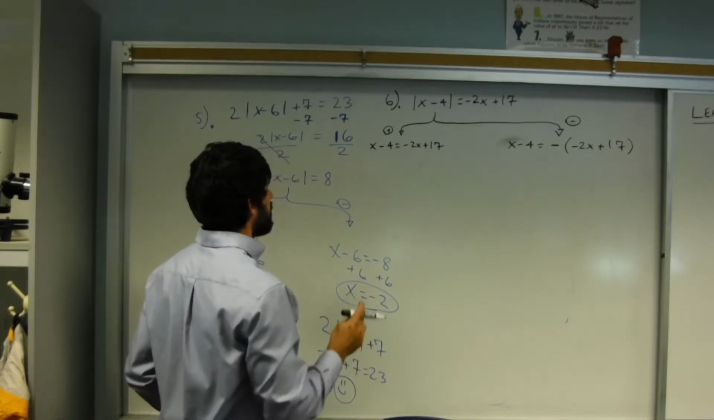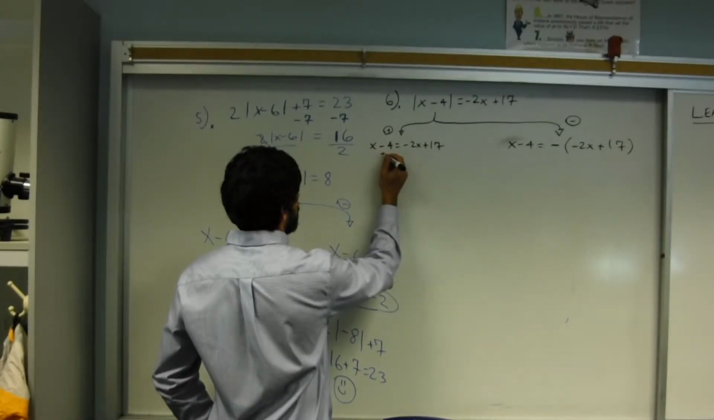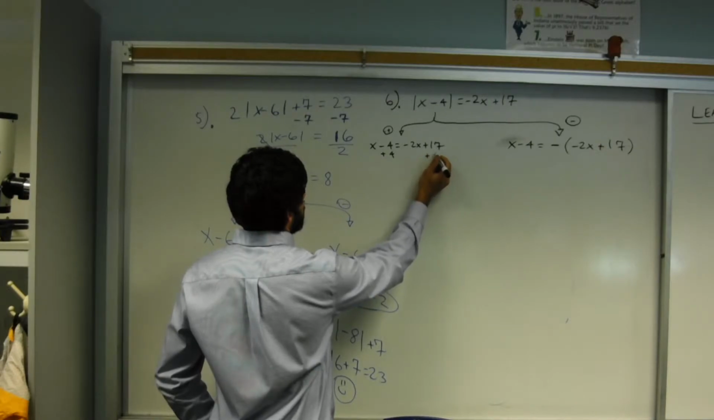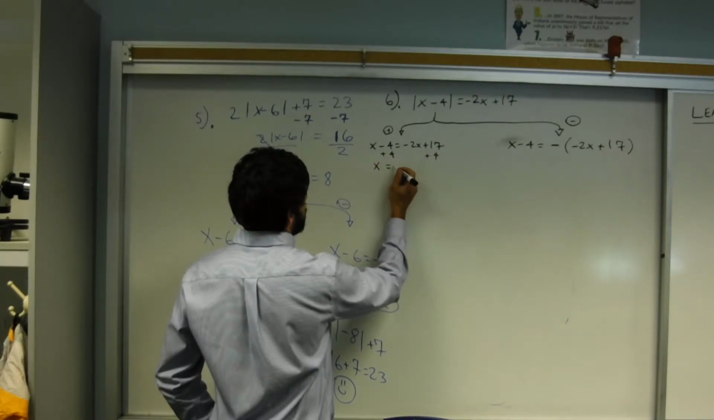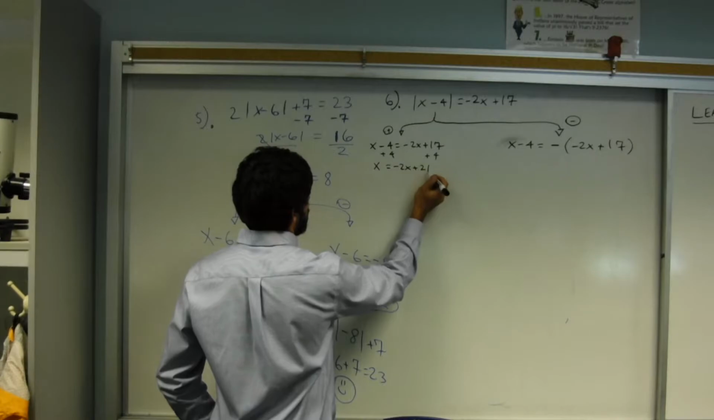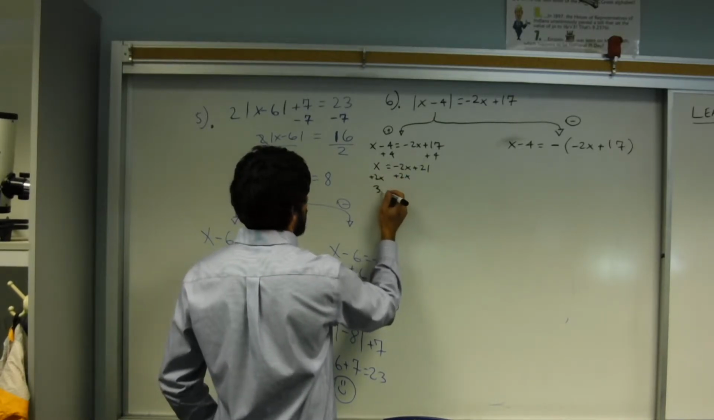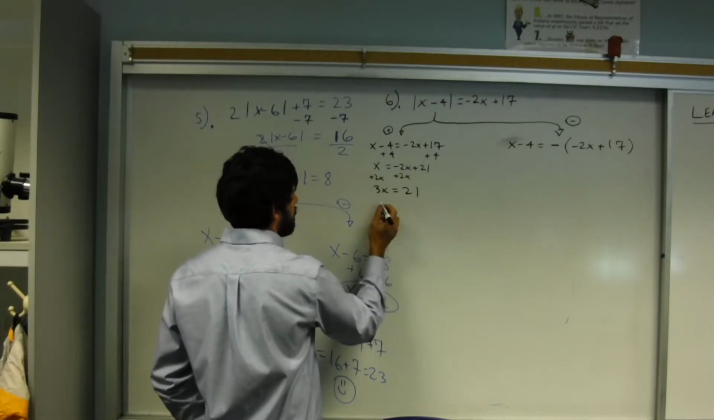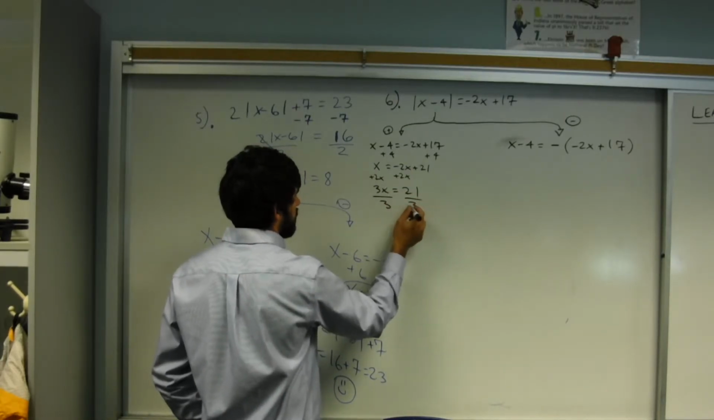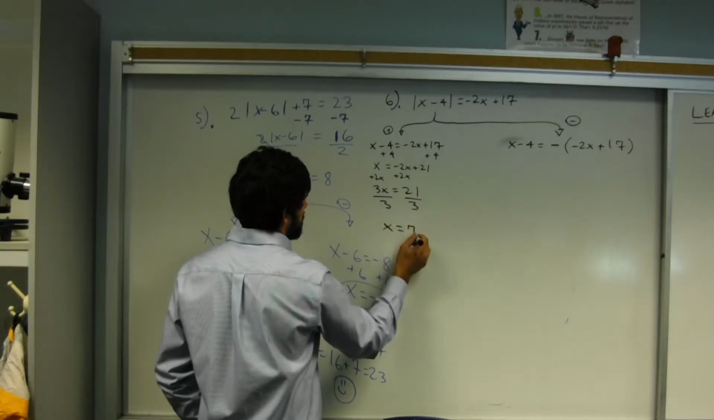So let's do this case first. We're going to add 4 to each side. We get x is equal to negative 2x plus 21. Now we're going to add 2x to each side. We get 3x is equal to 21. Divide each side by 3, and we get x is equal to 7.